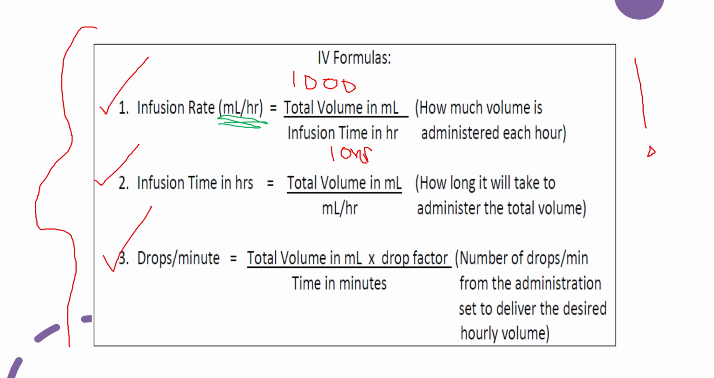The second formula is how long will it take to administer the total volume. So sometimes you want to know, is this bag going to take 8 hours or is it going to take 2 hours to go in? And again, this is a very simple formula. You just need your total volume in mils divided by your rate, your mils per hour.